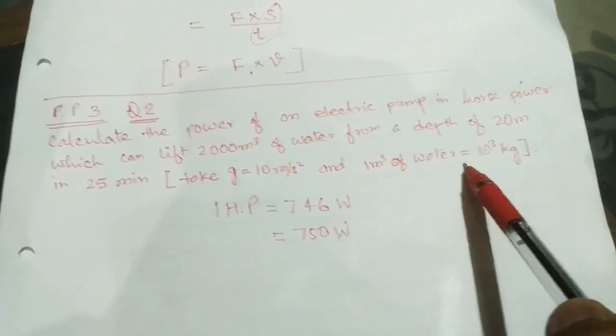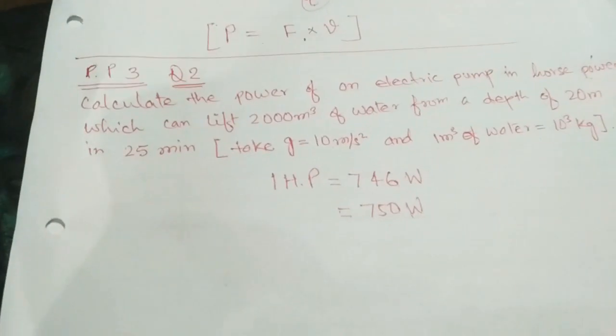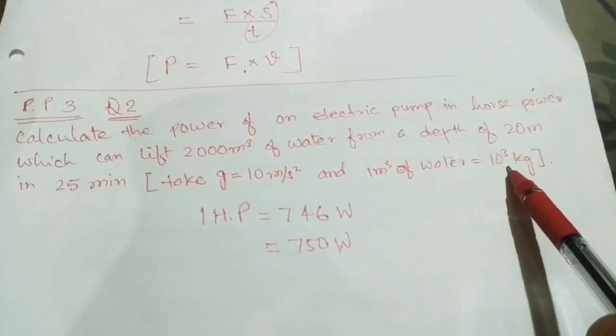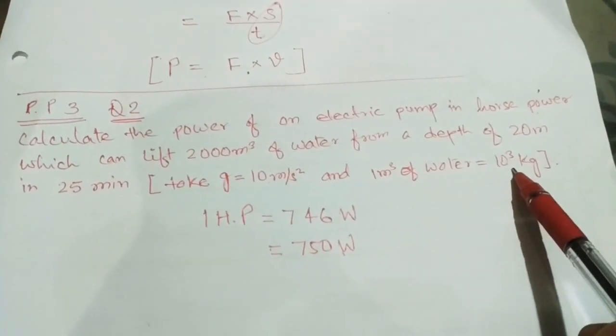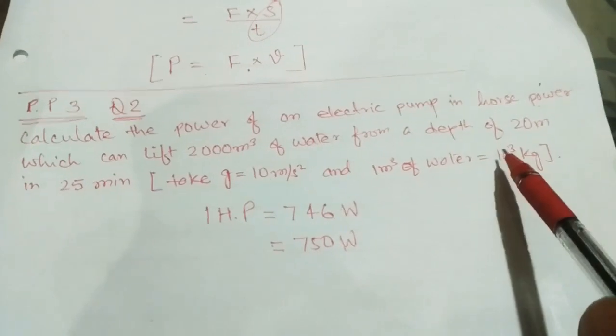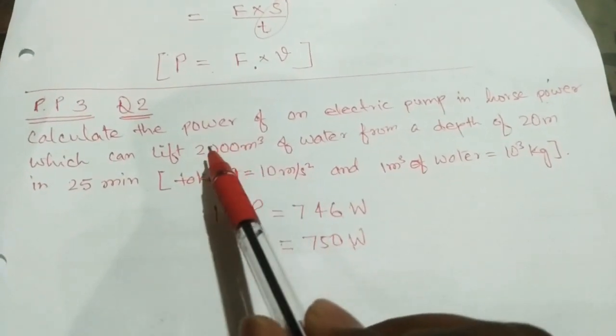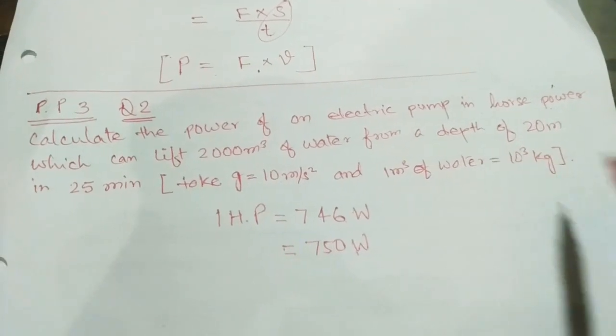So let's first write what is given here. So see here, 1 meter cube water has a mass of 10 to the power 3 kg. If it is 1 meter cube, so 10 to the power 3. If it is 2000 meter cube, so 2000 multiplied by 10 to the power 3.